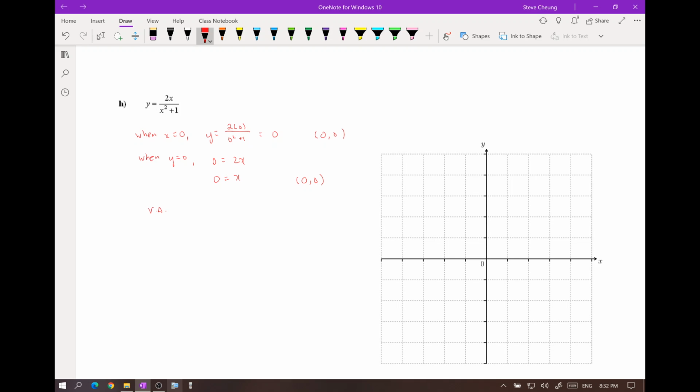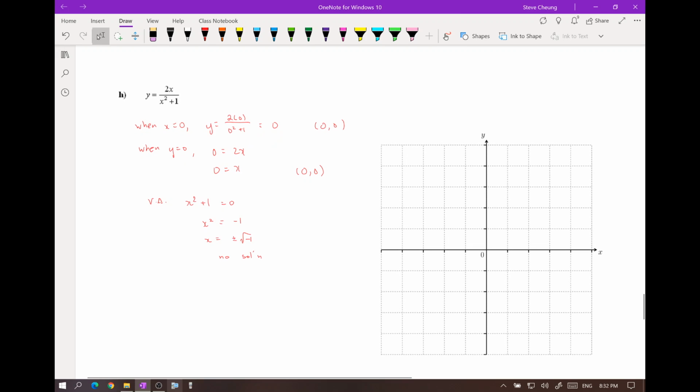Vertical asymptote, we set the denominator to 0. In this case, you will see that this has no solutions. So therefore, no vertical asymptote. And for the horizontal asymptote, did I say horizontal asymptote just now? There is no vertical asymptote. For the horizontal asymptote, because the degree on the top is less than the degree on the bottom, it will just be y equals 0.